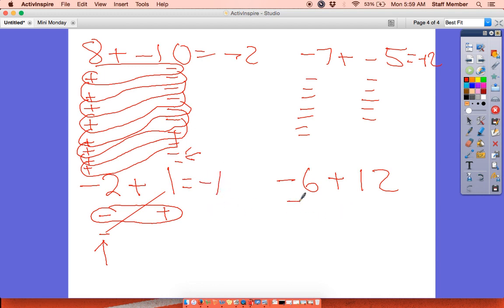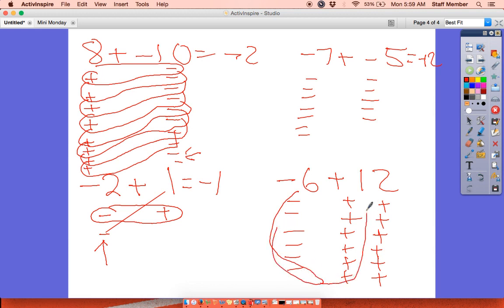And then over here, 1, 2, 3, 4, 5, 6. 1, 2, 3, 4, 5, 6. There's my 12 positives, my 6 negatives. Now these will all cancel out right here because I've got 6 negatives and 6 positives. I am left with 6 positives, so my answer is 6. Again, I want to see these diagrams for every single thing you're doing until you have this figured out.